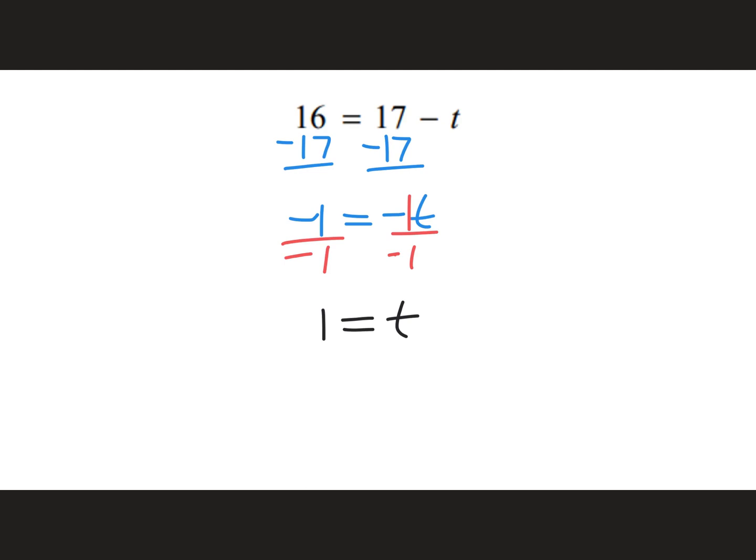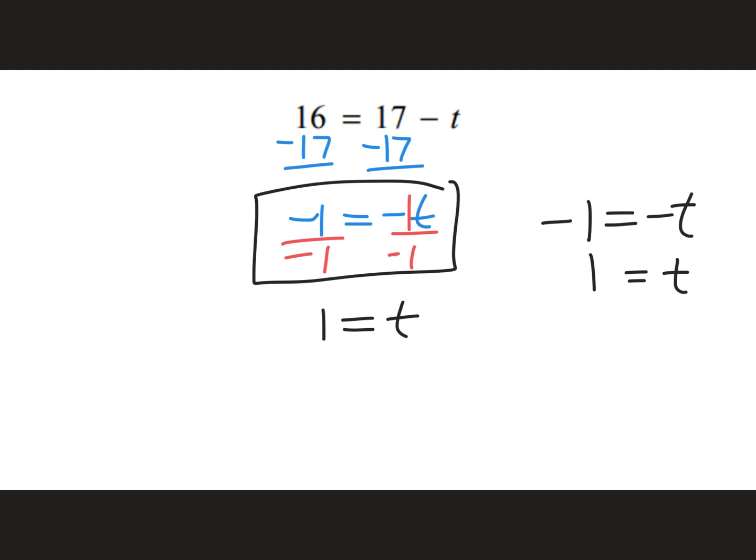Now here's where I wouldn't care if you didn't show the process on this one. So let me go back to where we had this one. Negative 1 equals negative t. Well, let's think about this logically. If negative t equals negative 1, then positive t must equal positive 1. So in this particular situation, I would not care if you showed me the process or not.